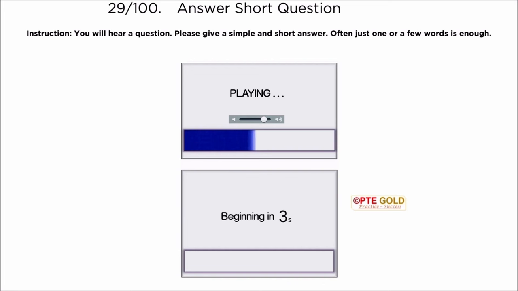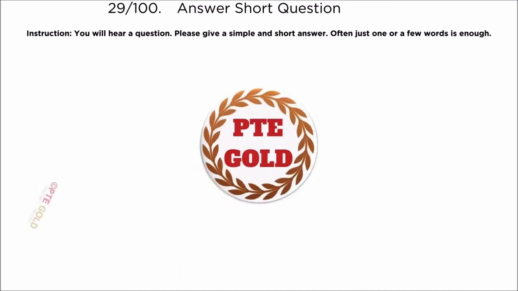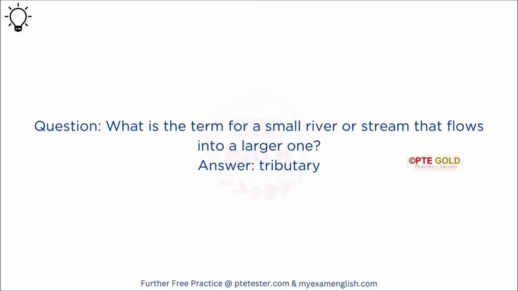What is the term for a small river or stream that flows into a larger one? Tributary.